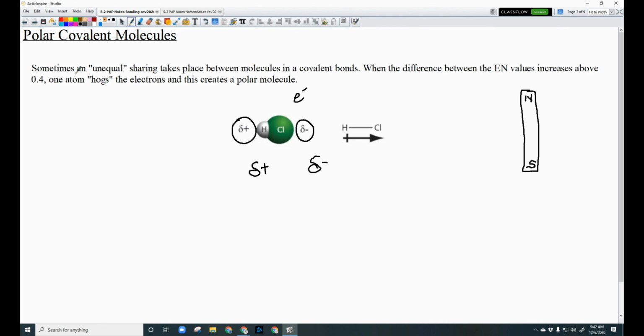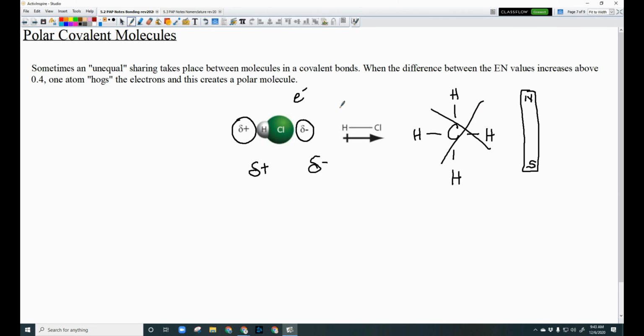And this is called a polar molecule. Some molecules don't do this. Some molecules are made of carbon and hydrogen, like we saw in 5.1. Carbon is not that much more electronegative than hydrogen, so we set up a situation like this where the electrons are shared equally between all of these. Carbon is not an electron hog, so that's not polar covalent, but this one is.